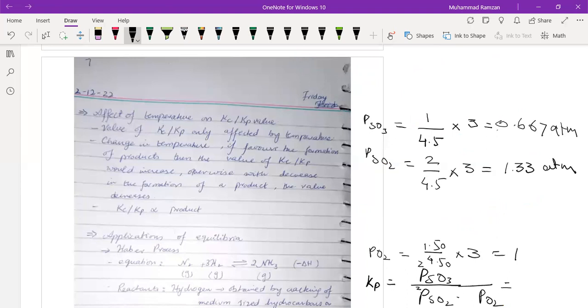Now SO3 is 0.667, raised to power 2, that is a square, and SO2 is 1.33, and O2 is 1. You simplify this and you get the answer, which is Kp, and the unit is atm inverse. Now please tell me, is it clear or not?